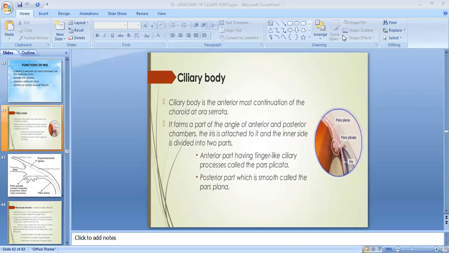It forms a part of the angle of anterior and posterior chambers. The iris is attached to it and the inner side is divided into two parts, anterior part and the posterior part. The anterior part is having finger-like ciliary processes called the pars plicata. The posterior part, which is smooth, called the pars plana.